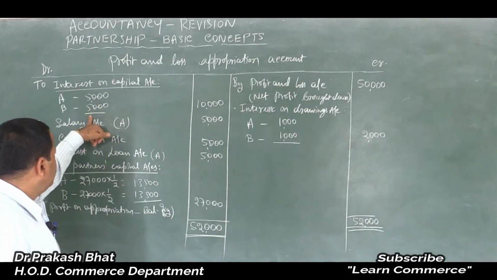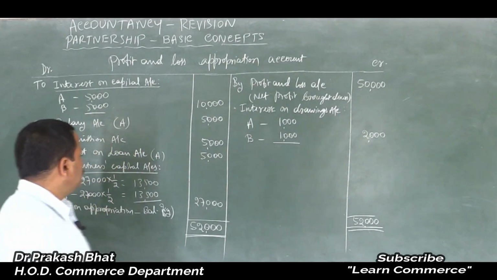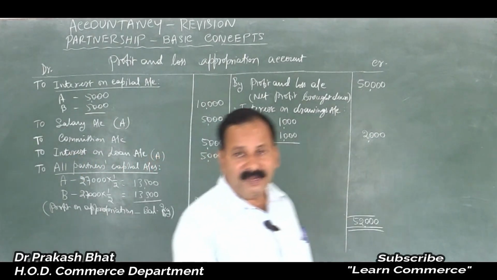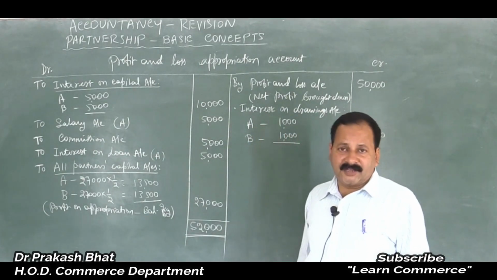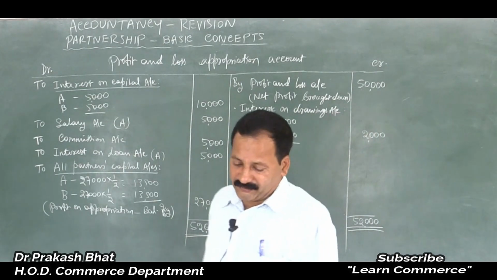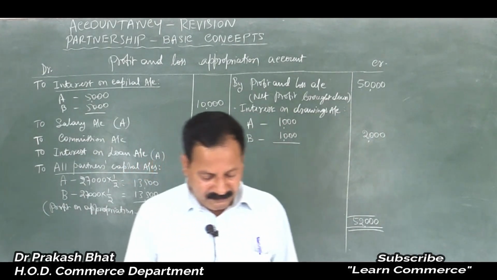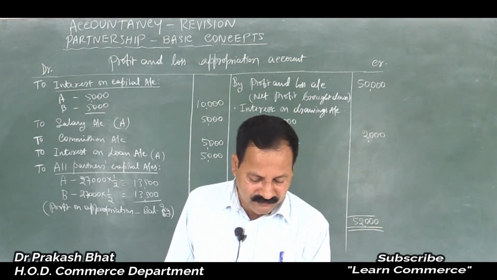Interest on capital we have entered. Then salary, commission, interest on loan, isn't it? All these things should be entered, and then we have to arrive at the net profit or net loss, which should be transferred to partners' capital accounts in their profit sharing ratio. That is what we have to do here. That is about the profit and loss appropriation account.